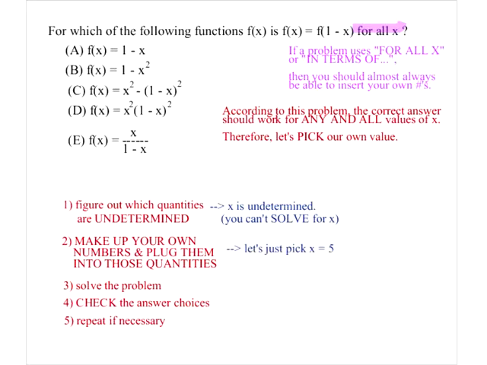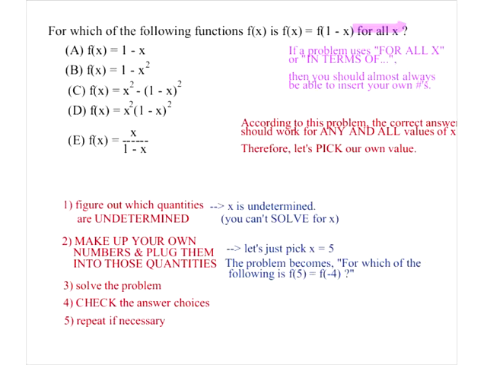So now notice the problem becomes: for which of the following functions is f of 5 equal to f of -4? Because if x is 5, that's what this winds up saying. It says that f of 5 has to equal f of -4. So instead of dealing with these frustratingly abstract variables, now we can just plug 5 into f and plug -4 into f and see what happens.